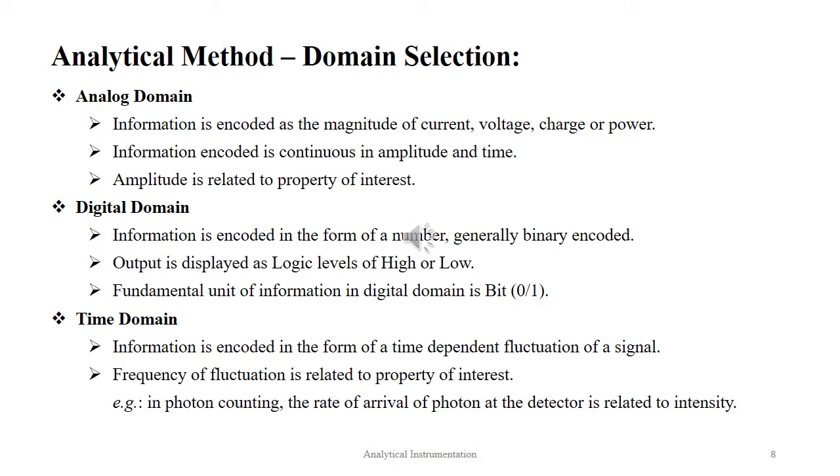In the digital domain, information is encoded in the form of a number, generally binary encoded. Output is displayed as logic labels of high or low. Fundamental unit of information in digital domain is bit, that is either a 0 or a 1. In the time domain analysis, information is encoded in the form of a time-dependent fluctuation of a signal. Frequency of fluctuation is related to the property of interest. That is, in photon counting, the rate of arrival of photons at the detector is related to the intensity.